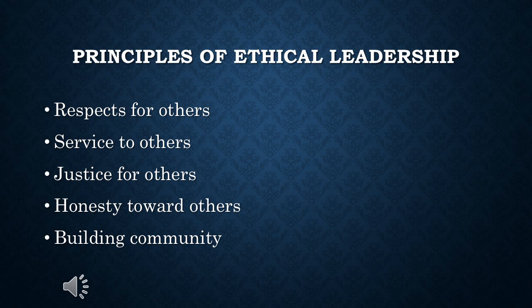The third is justice for others. Ethical leaders ensure that justice and fairness are central parts of their decision-making. This means treating all subordinates in very similar ways, except when there is a very clear need for differential treatment. The fourth is honesty towards others. Ethical leadership requires honesty. Dishonesty destroys trust, a critical characteristic of any leadership-follower relationship.